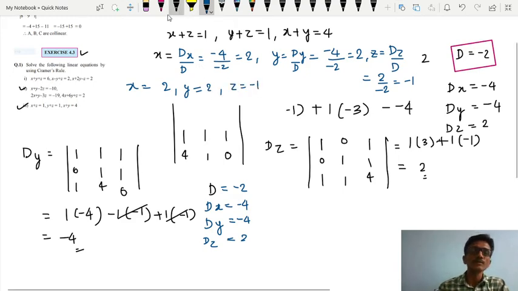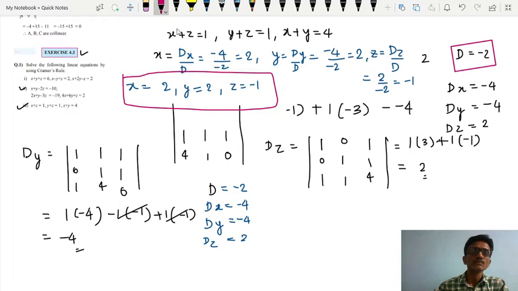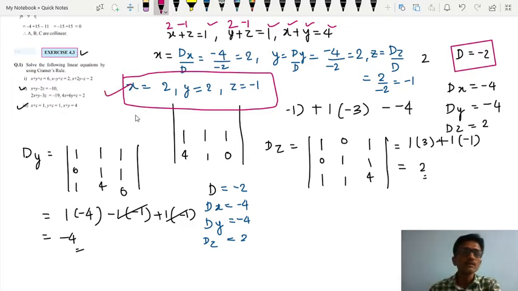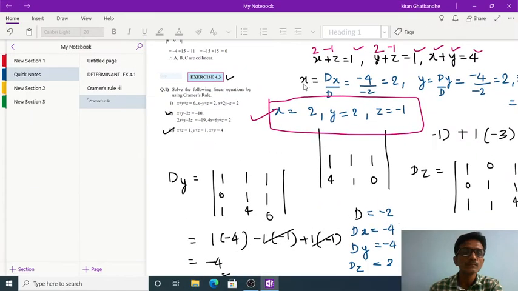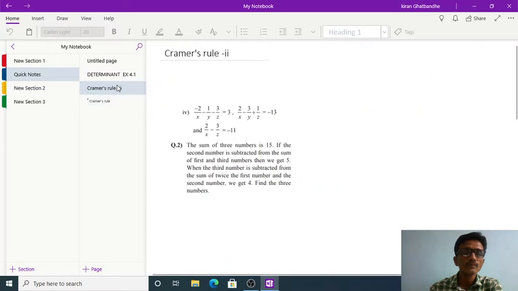Let us check whether the values of x, y, z satisfy this equation or not. If we put x equal to 2, y equal to 2 and z equal to minus 1, clearly it gives us 1. Likewise for the others, and x is 2 and y is 2 gives 4. Yes, this is the right answer. Okay, then next question we will do.